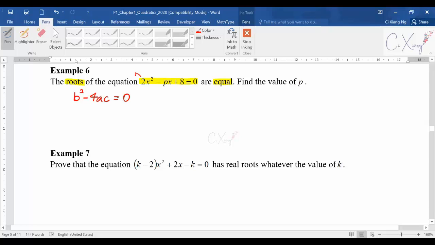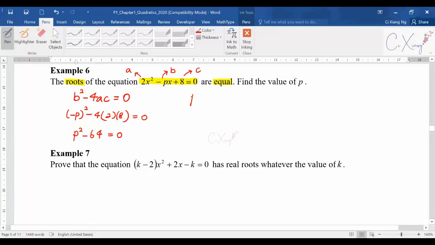So again, what is the 2 here? The value of 2 is a. The number in front of x squared is a. The number in front of x is b, which is negative p. And then the last number here is c. Therefore, when you want to find out b squared minus 4ac, it will be negative p, squared, minus 4ac, and you let it equal 0. So p squared minus 64 is equal to 0.